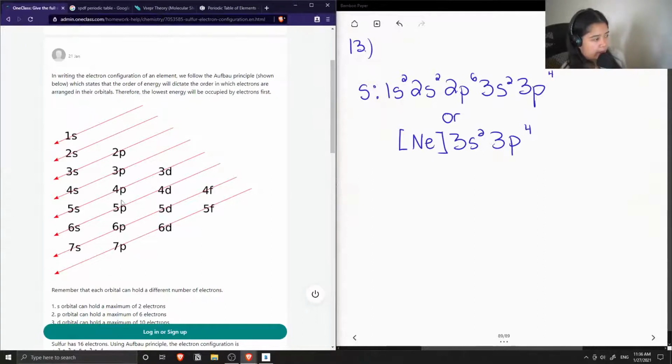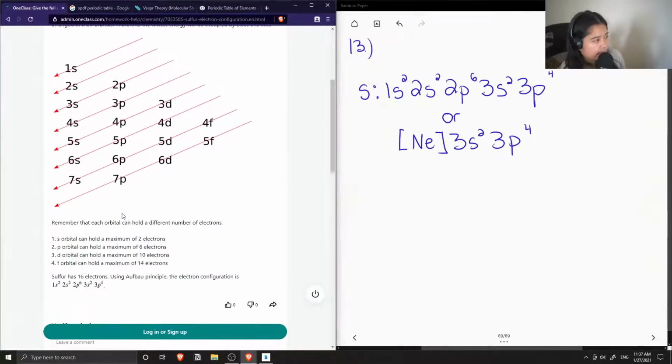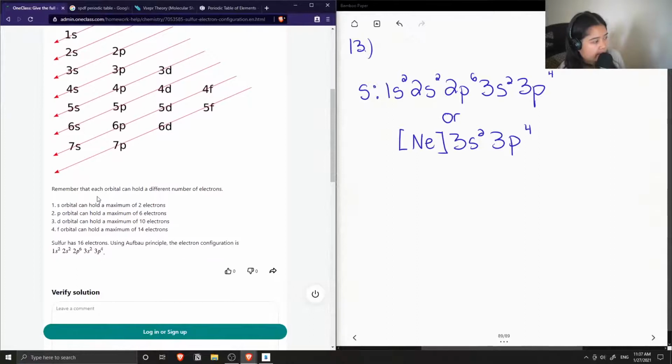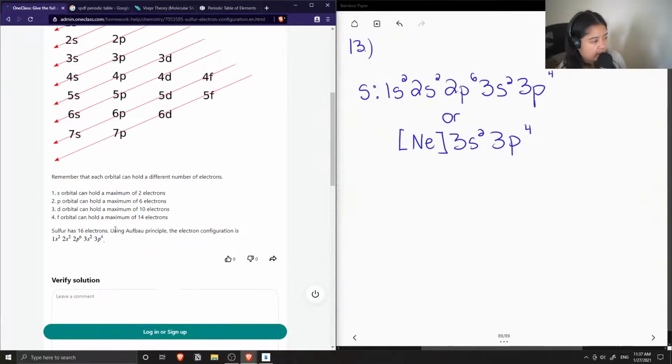Kind of write them all in the blocks like this, and then you go diagonally across and you get 1s, 2s, 2p, and then 3s, 3p, and then so on and so forth. Remember that each orbital can hold a different number of electrons. S orbital can hold a max of 2, the p can hold a max of 6, the d orbital can hold a max of 10, and the f orbital can hold a max of 14.